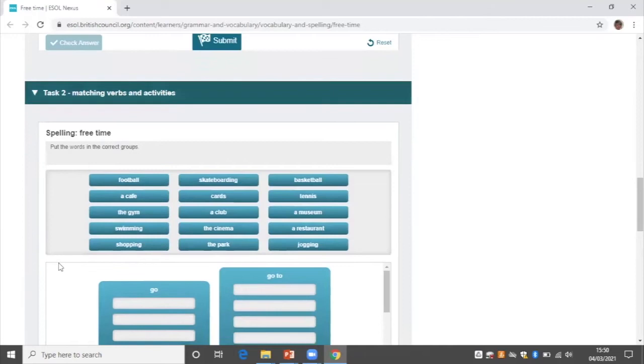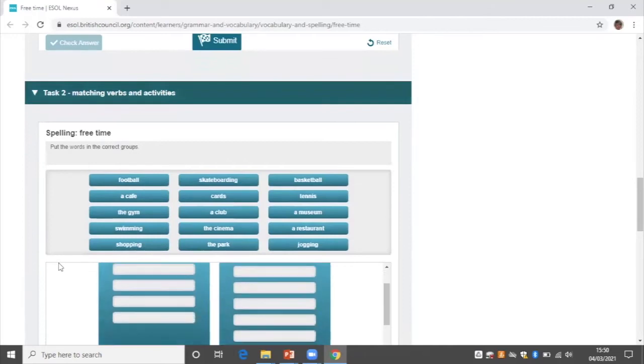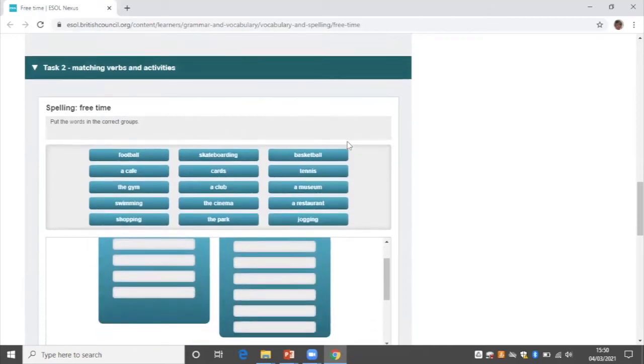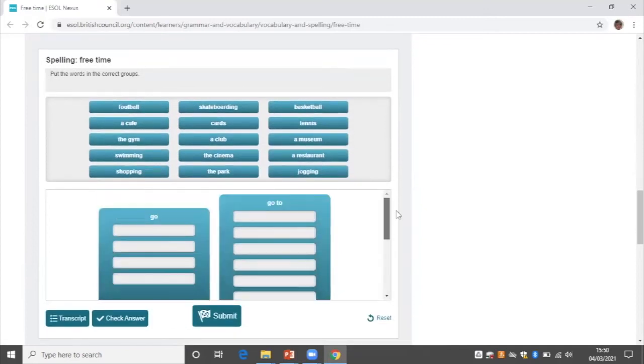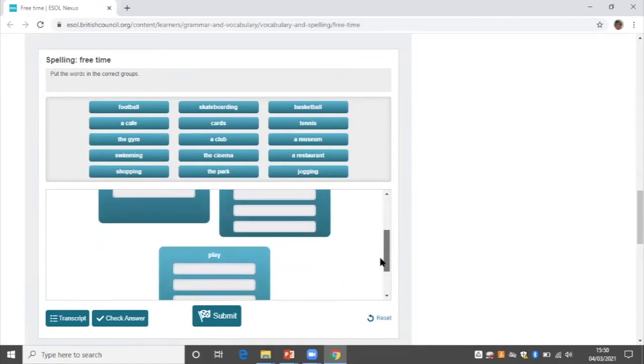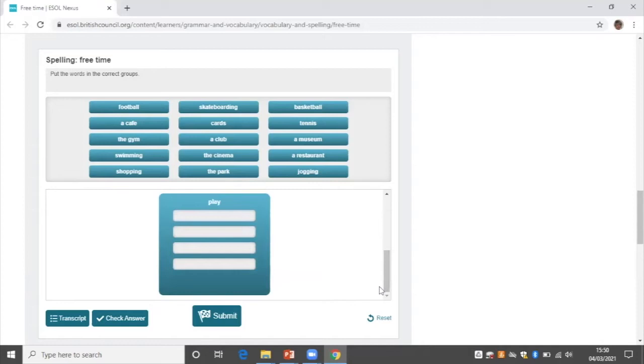Right, so based on the hobbies I've picked there, actually, there's a whole range of hobbies here, even better. We're actually going to look at how to put the words in the correct groups, because when we talk about our hobbies, there's different ways of phrasing it. So I think we'll start with play. Quite often with some hobbies we can't play. We don't play in a cafe, we don't play in a cinema, we don't play in a museum or a restaurant.